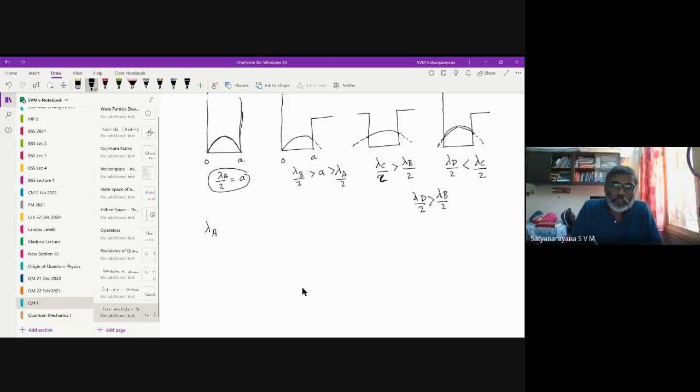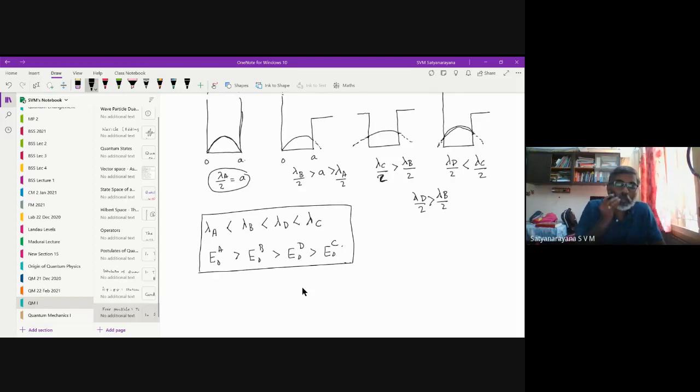is smallest, okay, and then you have lambda B, then you have lambda D, and then you have lambda C. Okay, so this is the order in terms of these lambdas, and your energies are exactly in the reverse. So your E0A will be greater than E0B, will be greater than E0D, will be greater than E0C. Okay. So yes, this argument is quite general.